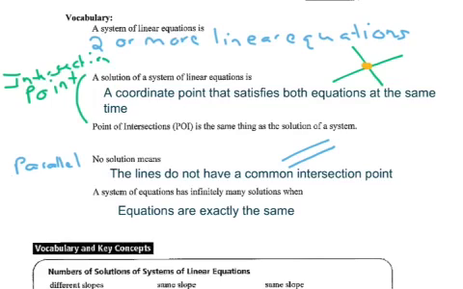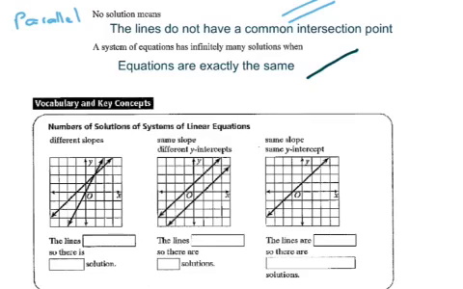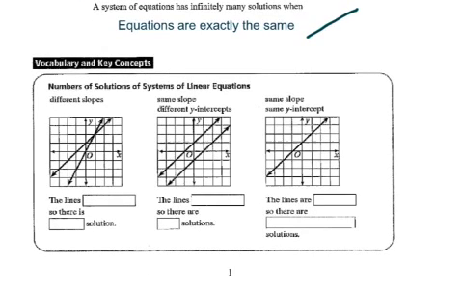They would never intersect. And lastly, a system of an equation has infinitely many solutions when the equations are exactly the same. So if I graphed one line, and if I wanted to graph the other line, it's literally going to be exactly on top of it. It's the same equation. So let's just summarize that a bit more.